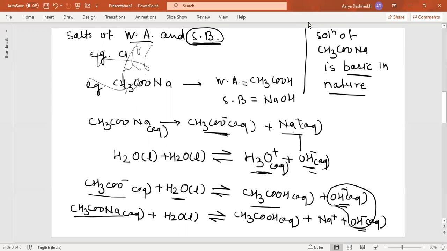Next, we'll be talking about the fourth type of salt in detail in the next lecture, and that is about the salt of weak acid and weak base. So this thing we'll be talking about in the next lecture.